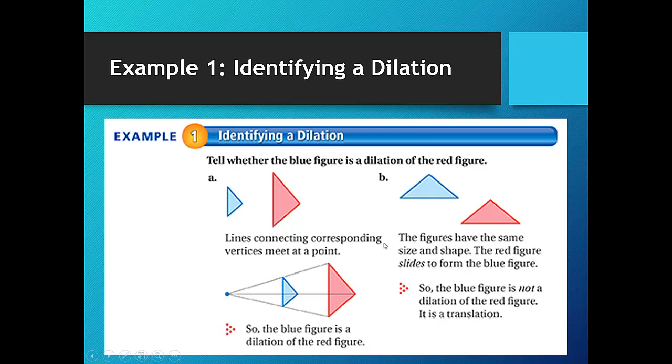For B, the figures have the same size and shape. So the blue triangle and the red triangle have the same size and shape. The red figure slides to form the blue figure. So the blue figure is not a dilation of the red figure. It is a translation.